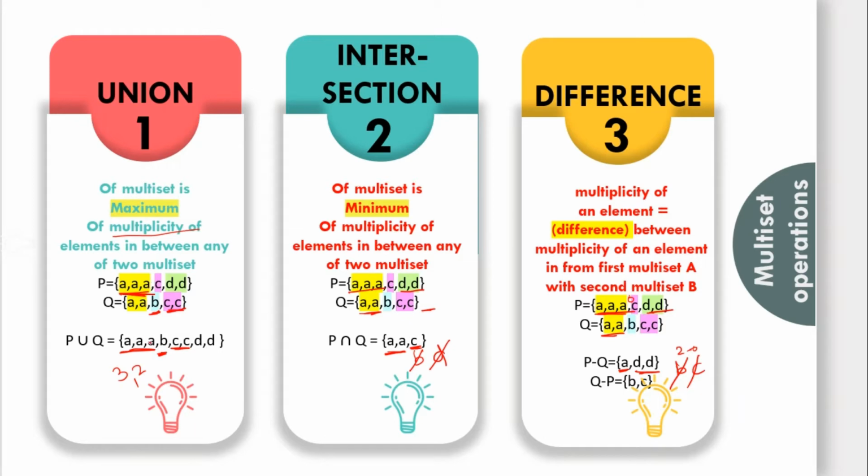In the same way, B appears 0 times in P and 1 time in Q. Between these two, one is larger, so the maximum is where B appears in set Q. So we will write B. In the same way, proceed for the next elements. We will get the final result: P union Q is triple times A, B, double times C, double times D.